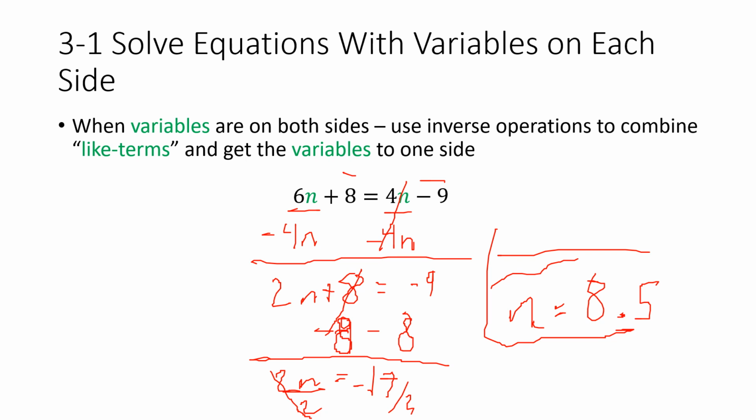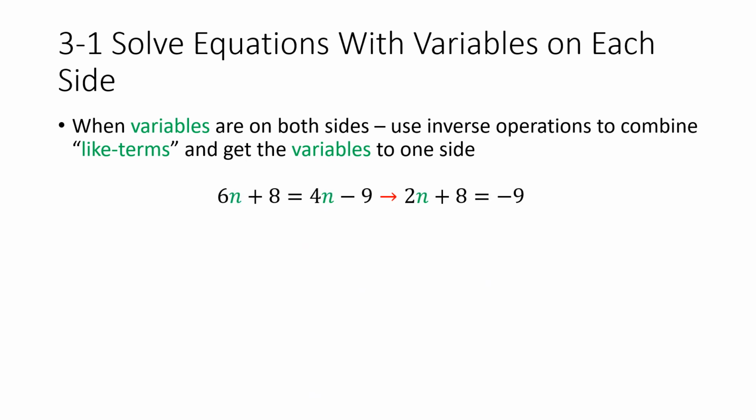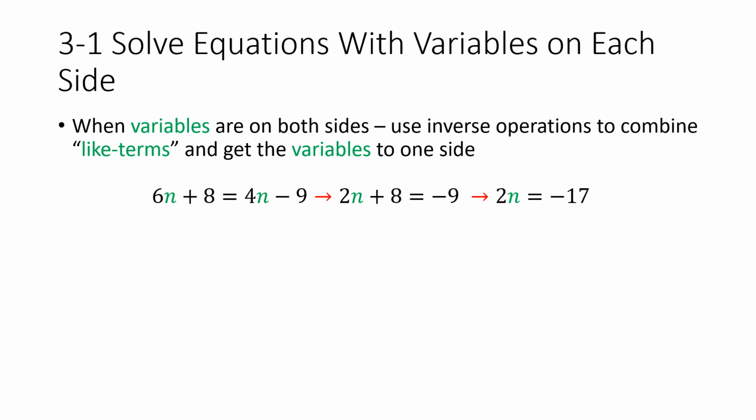The next couple of slides are going to show the same work we just did, except it's going to be nice and neat so you can actually see what happened. So this is the step where we combined our n's, right? Like I said, the opposite of 4n is -4n. And that should lead us to 2n plus 8 equals -9. So after we subtracted 4n from each side, we are left with 2n plus 8 equals -9. Like I said, inverse of adding is subtraction. So the second step would be to subtract that 8 from both sides, leaving us with 2n equals -17.